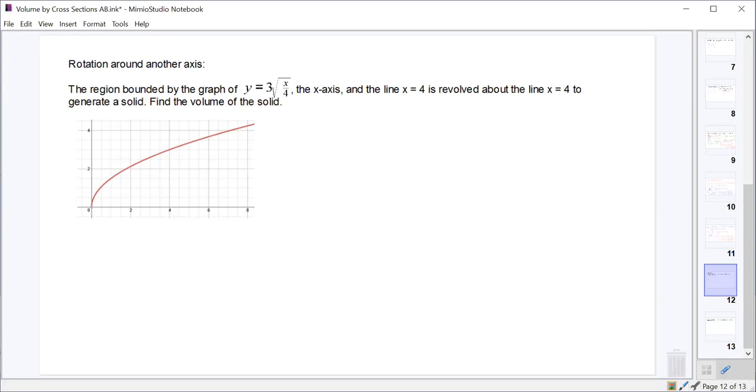This is awesome. Okay, we have this function 3 times the square root of x over 4. And we got a region bounded by that, bounded by the x-axis, and bounded by the line x equals 4. We're going to take that region and revolve it around the line x equals 4. If I take this region and revolve it around this line, I'm going to get something over here that looks pretty much the same, a sort of 3-dimensional shape.